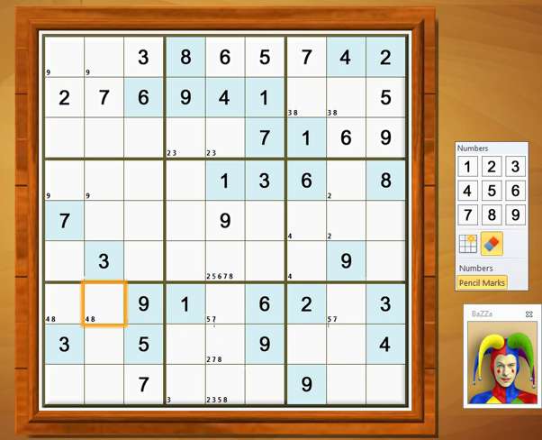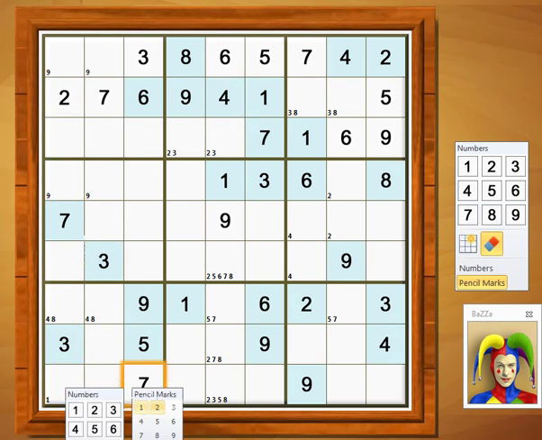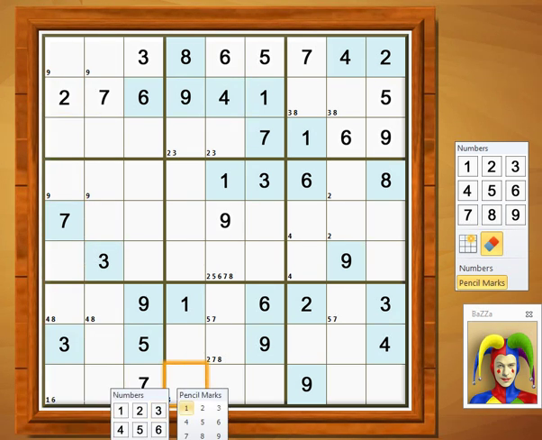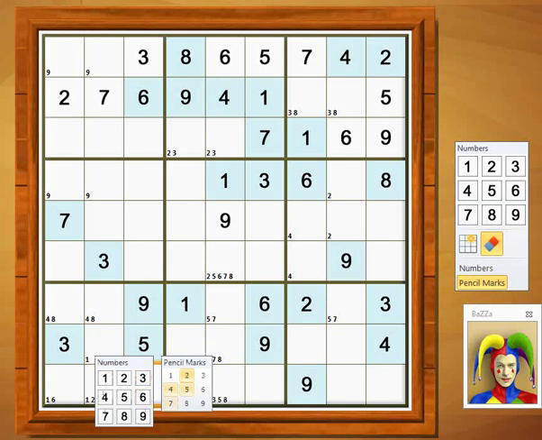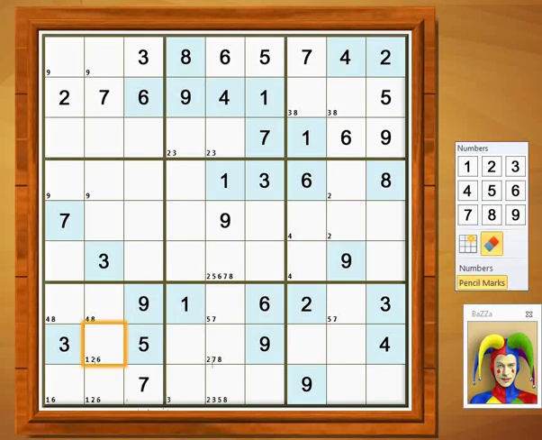So if these two are 4 and 8, that means that we only got 3 numbers left, which is going to be 1, 2, and 6. So we go 1, 2, 3, 4, 5, 6, 7, 8, 9. So 1, 2, and 6.